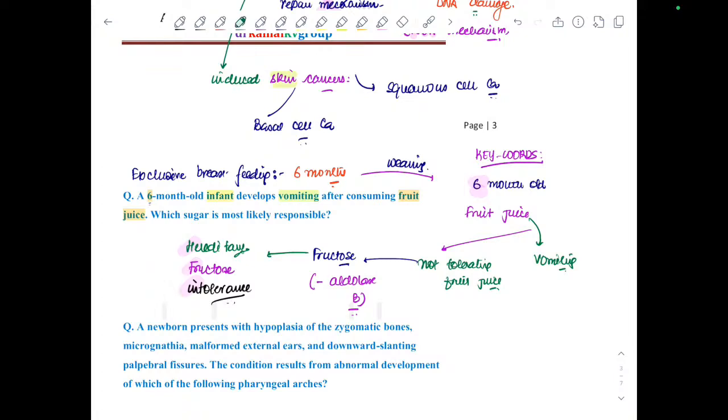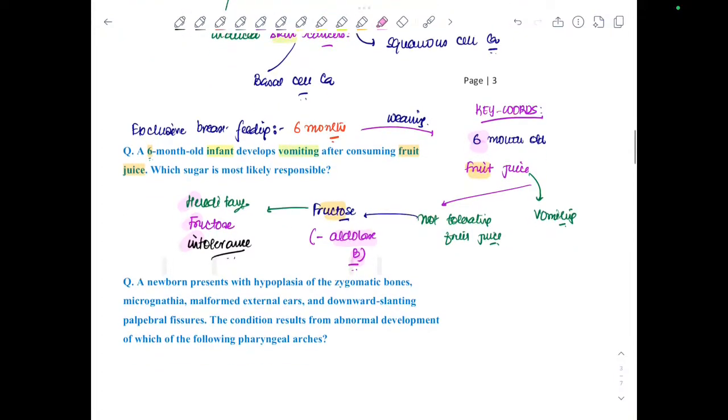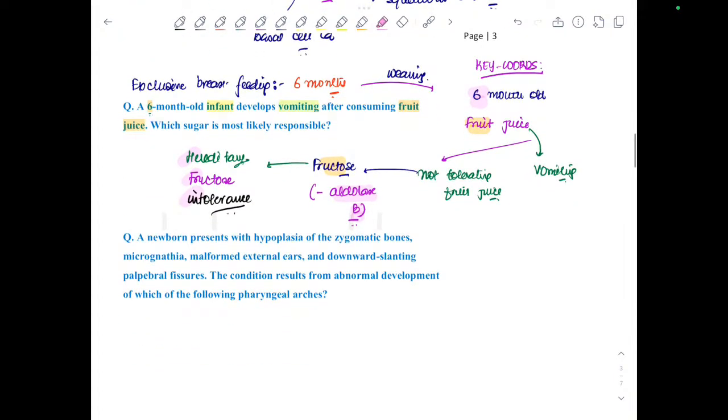So not tolerating fruit juice means he is not tolerating fructose, and that condition is hereditary fructose intolerance, which is because of deficiency of aldolase B. Clear? And there is defective metabolism of fructose 1 phosphate. So please remember this, a very important condition from exam point of view: hereditary fructose intolerance, deficiency of aldolase B.